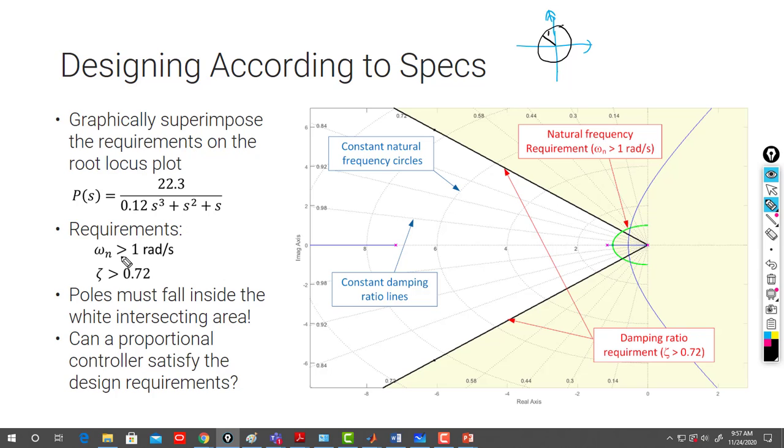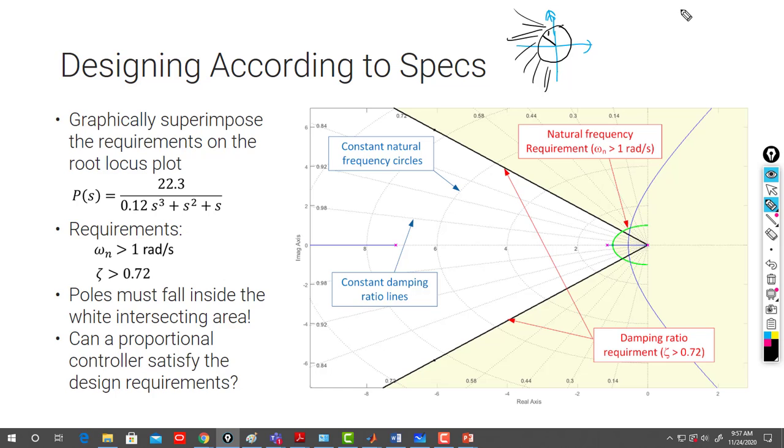Omega n bigger than 1 radian per second means I should be outside the circle, right, Kareem? Yes, because omega n is bigger than 1. So then the second design requirement is zeta more than 0.72.